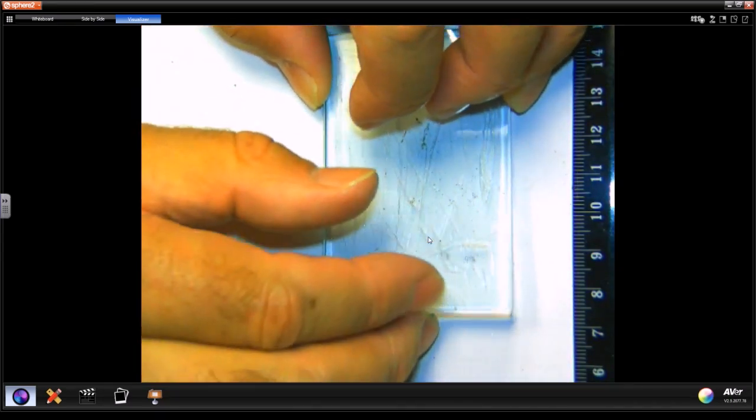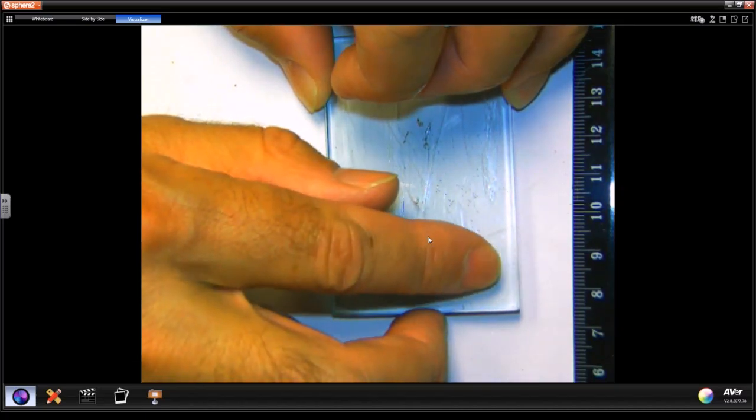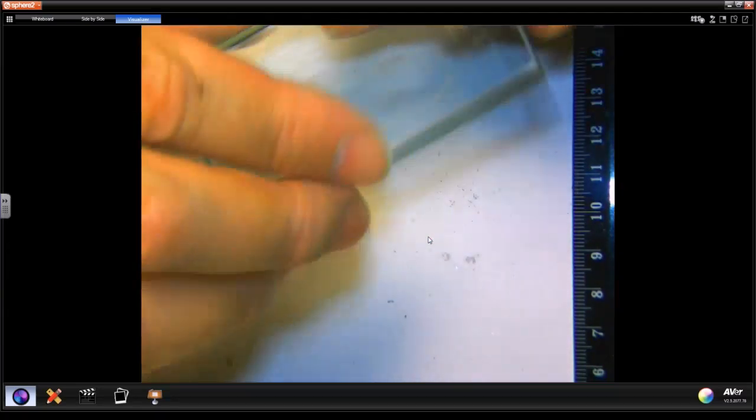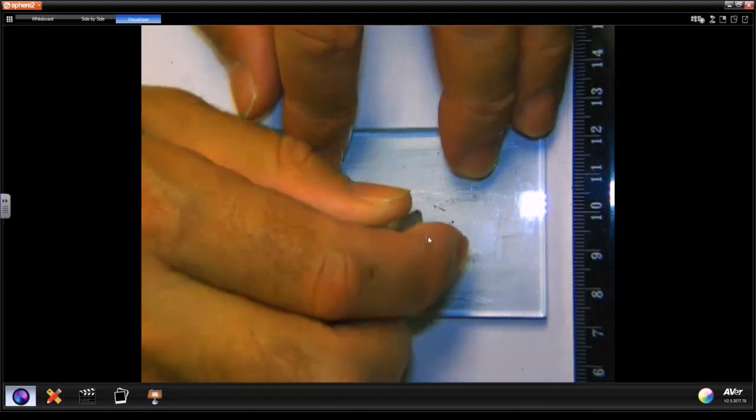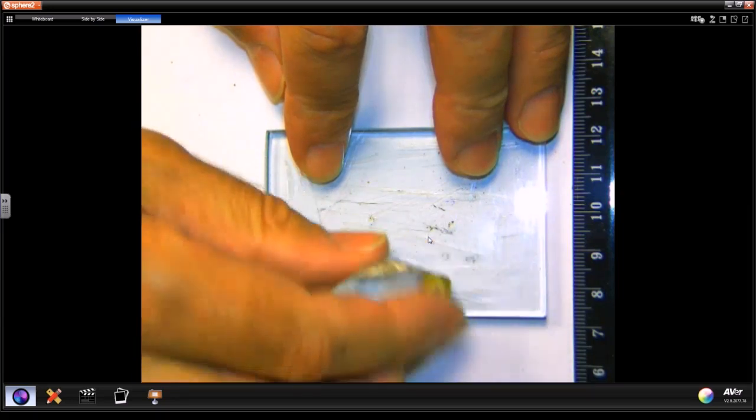It might be hard to see. Oh, you can kind of see that there's a little scratch right in here. Let me flip this around, and we'll just do one right across the middle here.